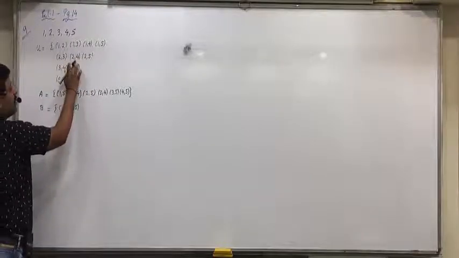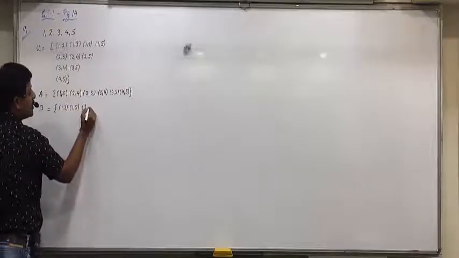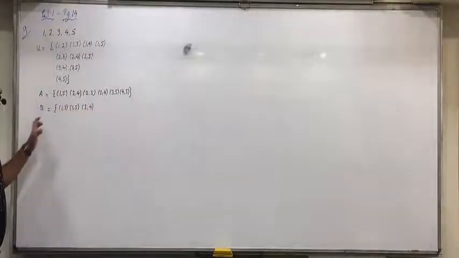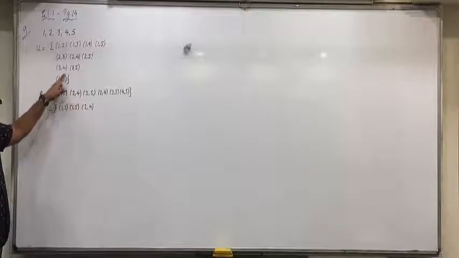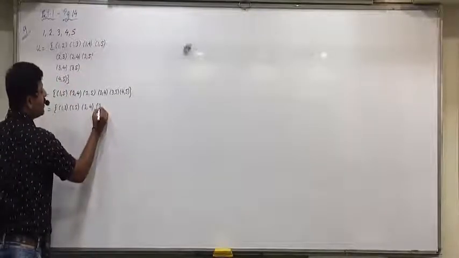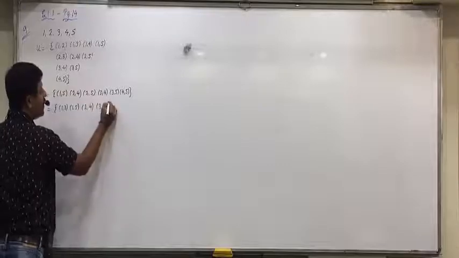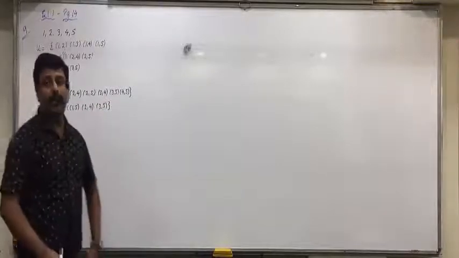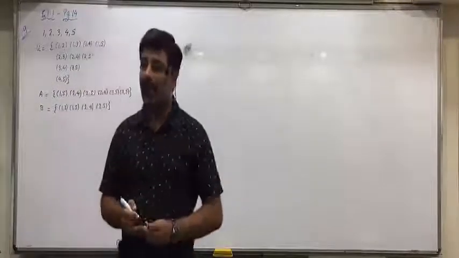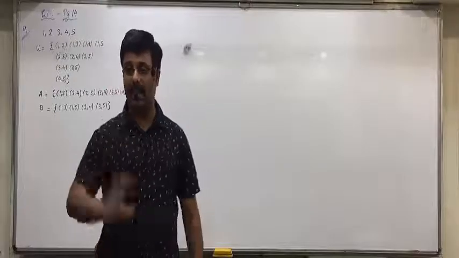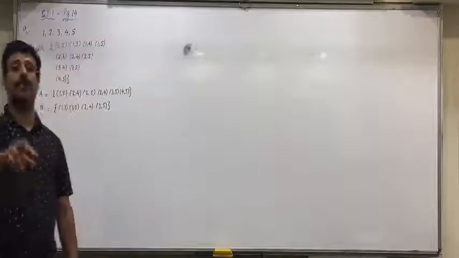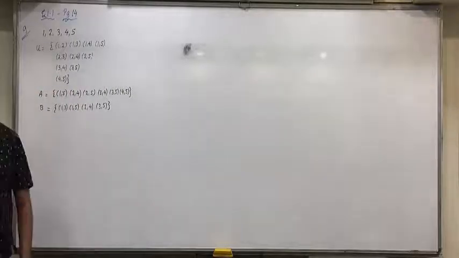2 plus 3, 5 is odd. 2 plus 4, 6 is even. 2 plus 5, 7 is odd. 3 plus 4, 7 is odd. 3 plus 5, 8 is even. And 4 plus 5, 9 is odd. See, the sum will always be odd. Sorry, even. The sum will always be even when either both the numbers are odd or both are even.